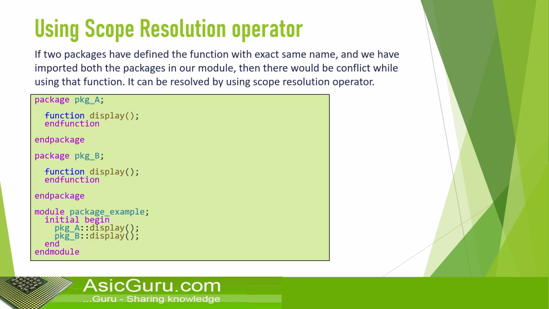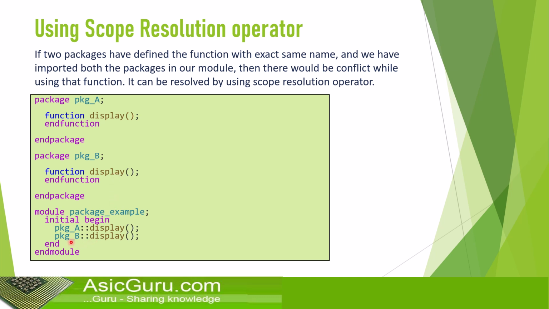So let's understand another usage of the scope resolution operator using this example. Here we have defined a package A with function display, and another package B with function display. If two packages have defined a function with exactly the same name, and we have imported both the packages in our test module, and if we use that function, then there would be a conflict. We cannot be sure whether we are calling the display from package A or the display from package B. This problem can be resolved by using the scope resolution operator.